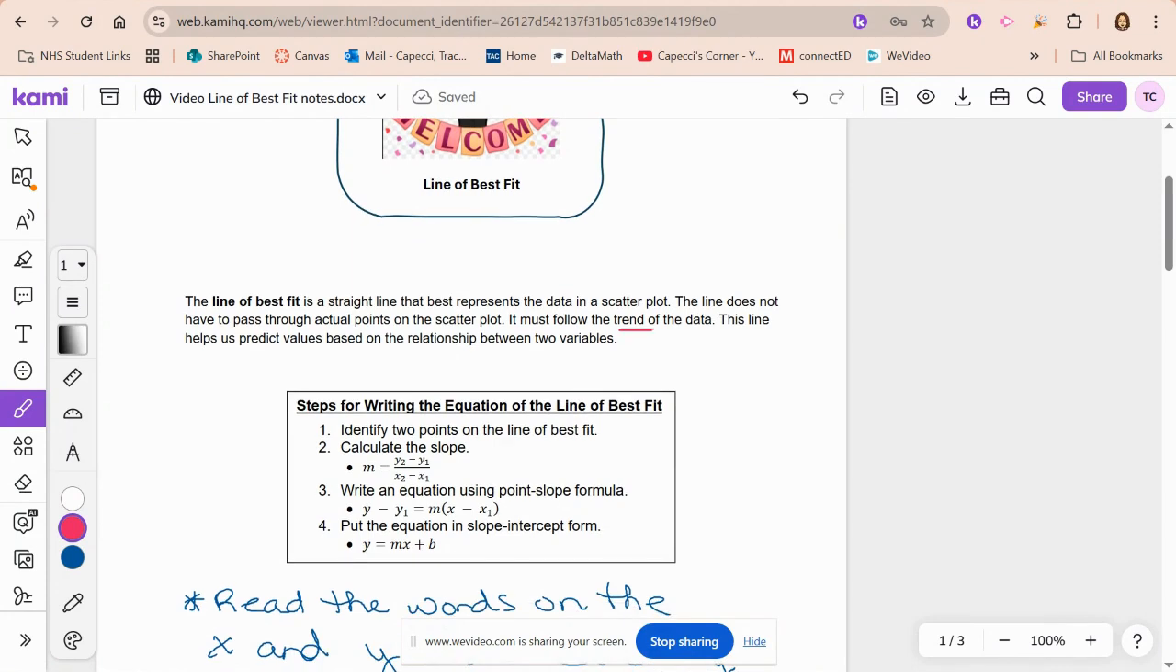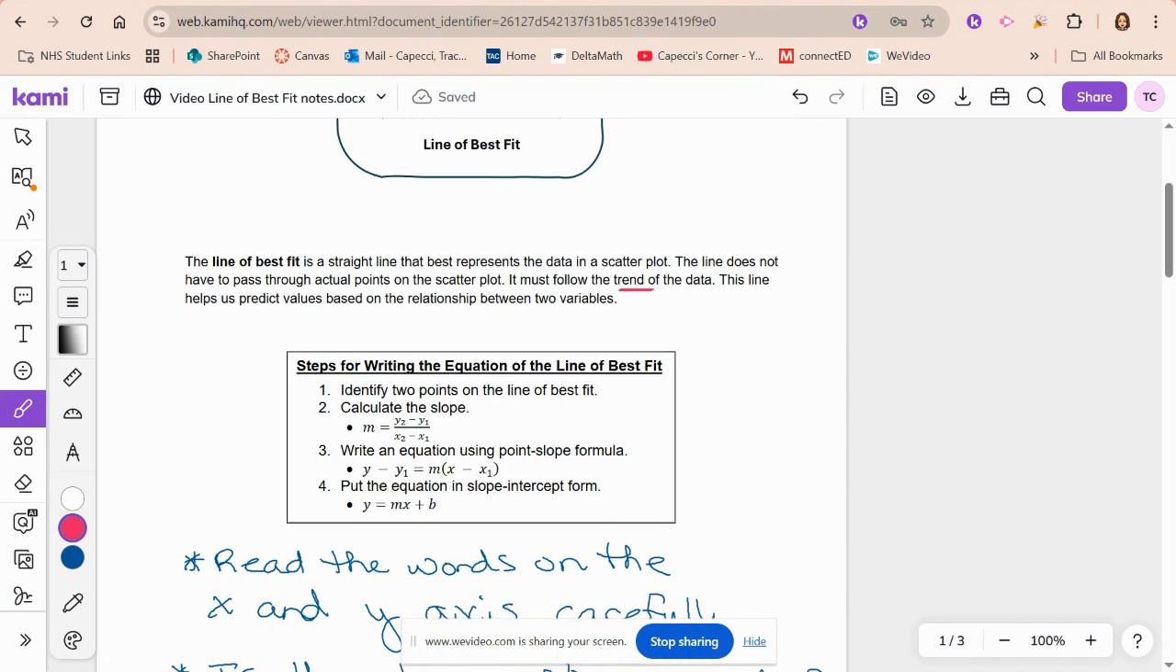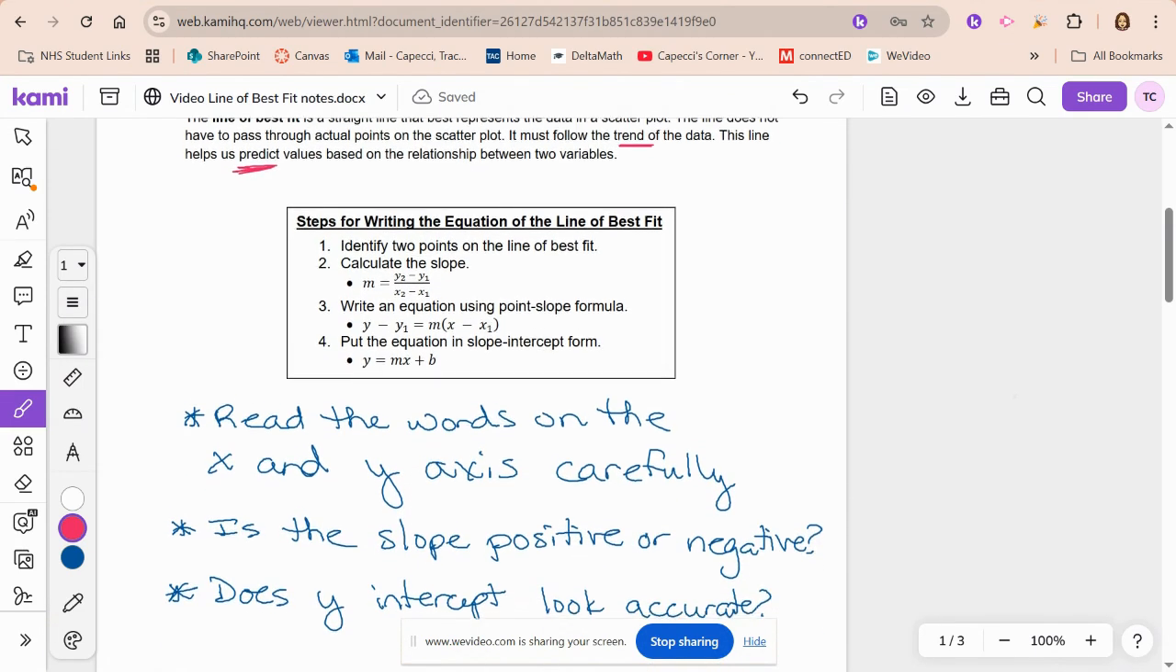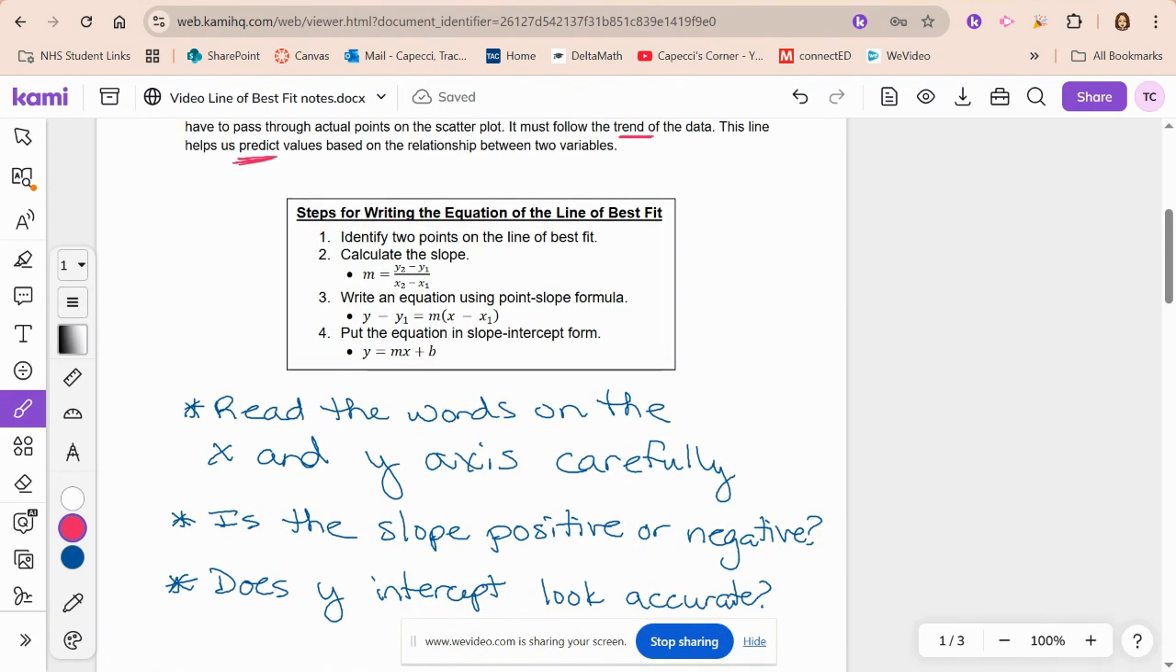That's the biggest thing. What's going on? Is the line going up or the points making the values go higher or lower? This line helps us predict. So that's really the biggest thing we use it for, predict what's going on in the future. So there's a couple things we have to do. We're going to find 2 points on the line of best fit.